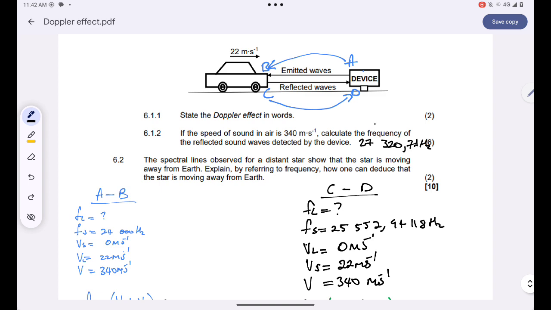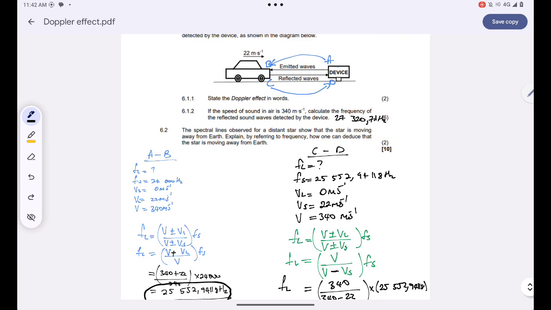Okay, and then now we are told that the spectral lines observed for a distant star show that the star is moving away from the Earth. Explain, by referring to frequency, how one can deduce that the star is moving away from the Earth.